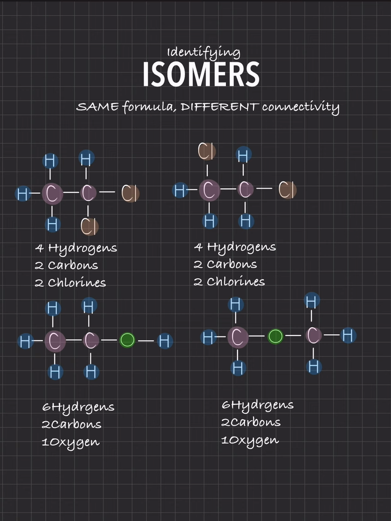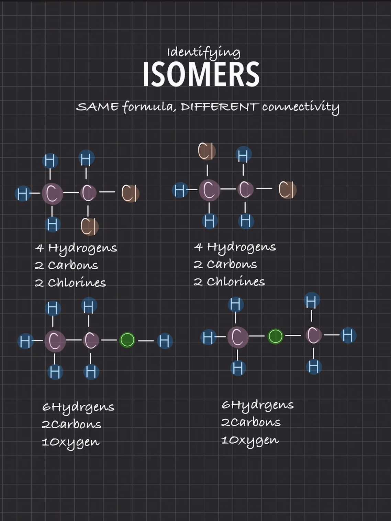Pro tip: if you are on a quiz or on an exam or whatever, and the molecules listed have a different number of atoms, like an extra carbon or an extra hydrogen, it is not an isomer. To be an isomer, you have to have the same formula. So if you do not have the same formula, automatically cross it out. The answer is going to be no.